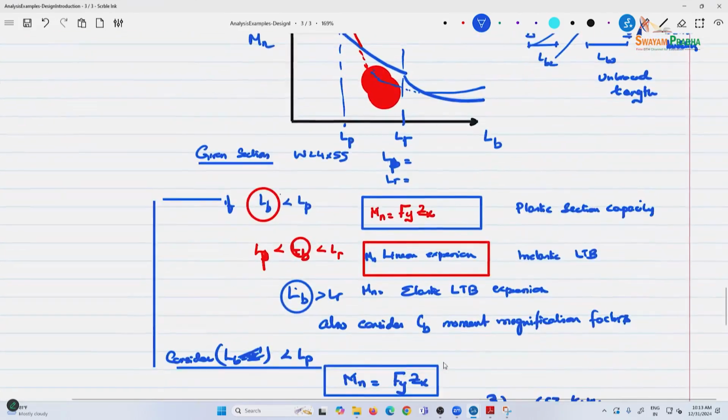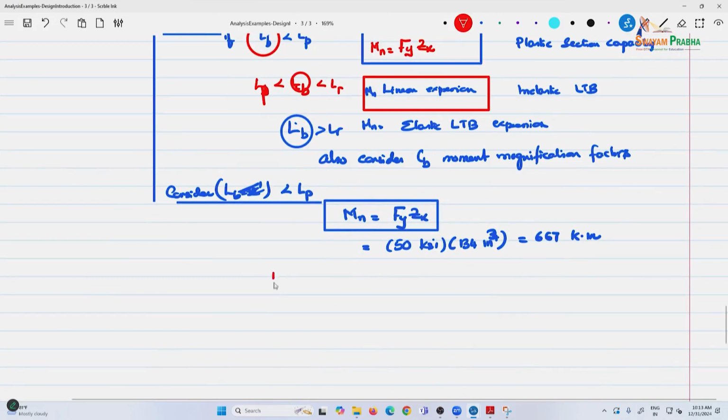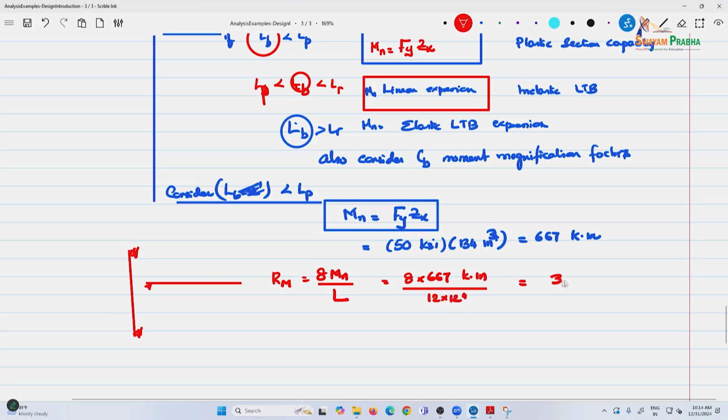So, these are the maximum resistance. The resistance Rm is 8 Mn divided by L, because it is simply supported. So, this is 8 Mp divided by L, and that value is 8 times 667 divided by 12, so comes to 37 kips.